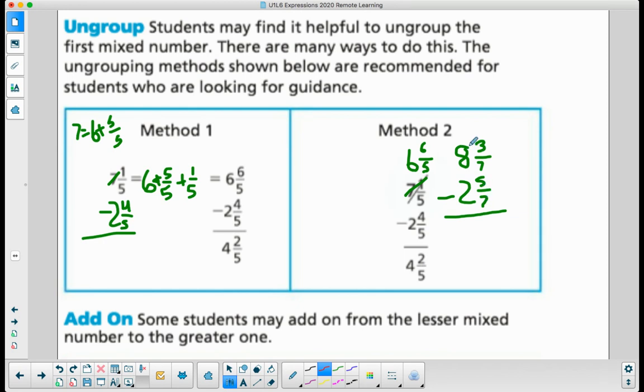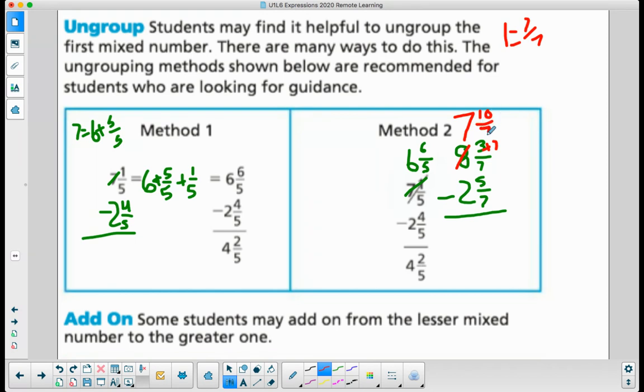So I'm just going to come up here and take one of the 8 and ungroup it. So now that 1 is gone, and it is 7, it's going to give me 7 more 7s, because 1 whole equals 7/7. And 8 equals 7 plus 1 more, or 7/7. So 7 plus 3 gives me now 10/7.